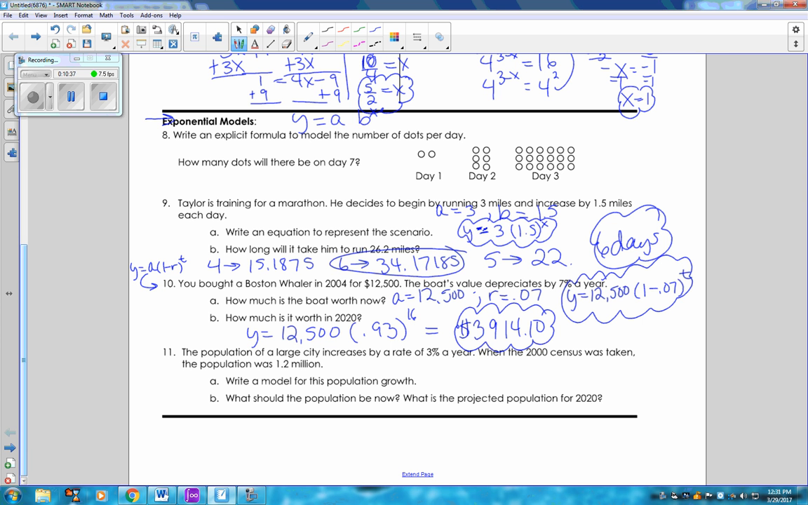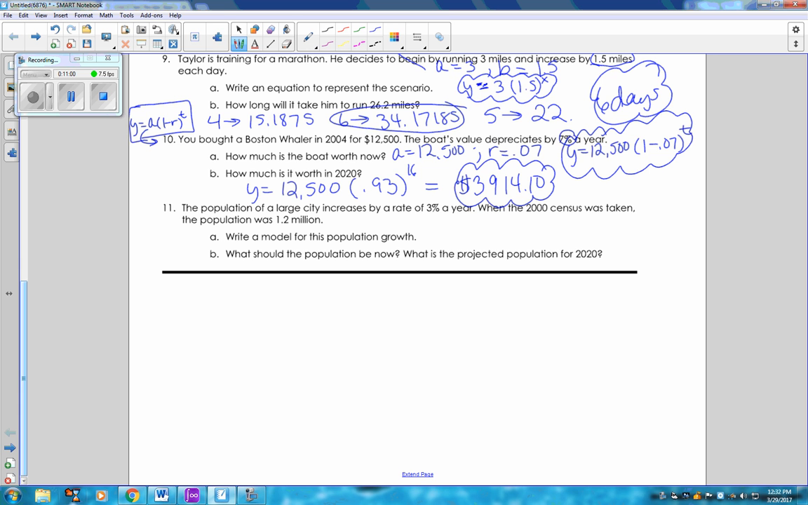The difference between number 9 and 10, you were given a percentage. That's why you had to use your growth or decay in this decay model, whereas this one we were given a multiplier. That's why we use the exponential model, which is right there. So when you're given a percentage is when you're going to use growth or decay. The population of a large city increases by a rate of 3%. So that tells me I'm going to use a growth model, which is the same as the decay, except it's 1 plus R. When the 2000 census was taken, the population was 1.2 million.